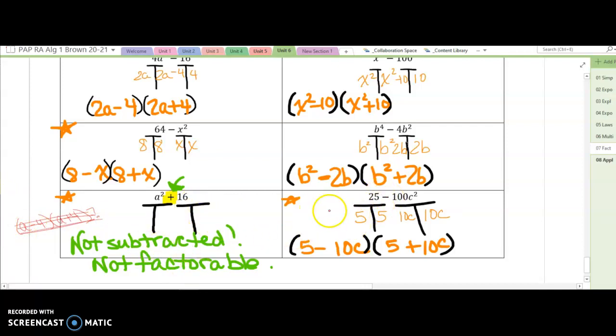Now, the second one, we have 25. Square root of 25 is 5, so 5 times 5 would give me 25. Square root of 100 is 10. And then we have c squared, so 10c times 10c gives me the 100c squared. So my 5's go in the front, and 10c goes in the back with a minus and a plus in each set of parentheses. All right, y'all, so that is it for difference of squares.